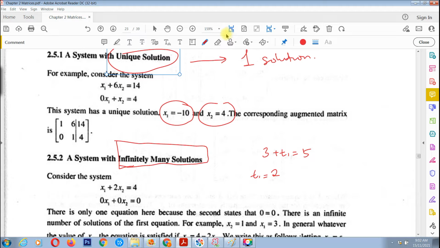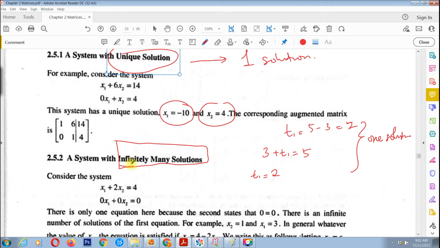No, doctor. Why? Something wrong. So there is still one solution. T1 equals 5 minus 3, so we have 2. Only one solution, okay?